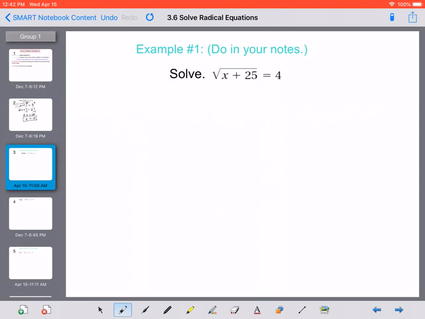Okay, these examples here I'm going to ask you to enter into a lesson check after you're done with the lesson. So go ahead in your notes. I would like you to solve the square root of x plus 25 equals 24. Once you're finished with that, then move on to the next slide. We have one more example we're going to work.